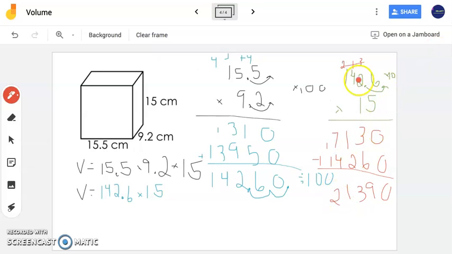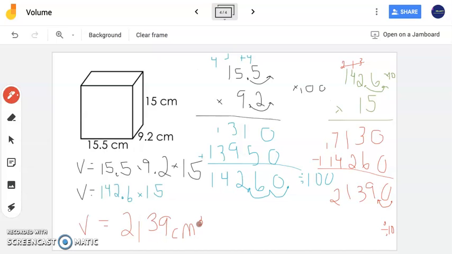But we remember in my question I multiplied by 10. So now in my answer I need to divide by 10. And when I divide by 10, I'm moving my decimal point over one place to the left, giving me a final volume of 2,139 centimeters cubed, or you can choose to spell out cubic centimeters.